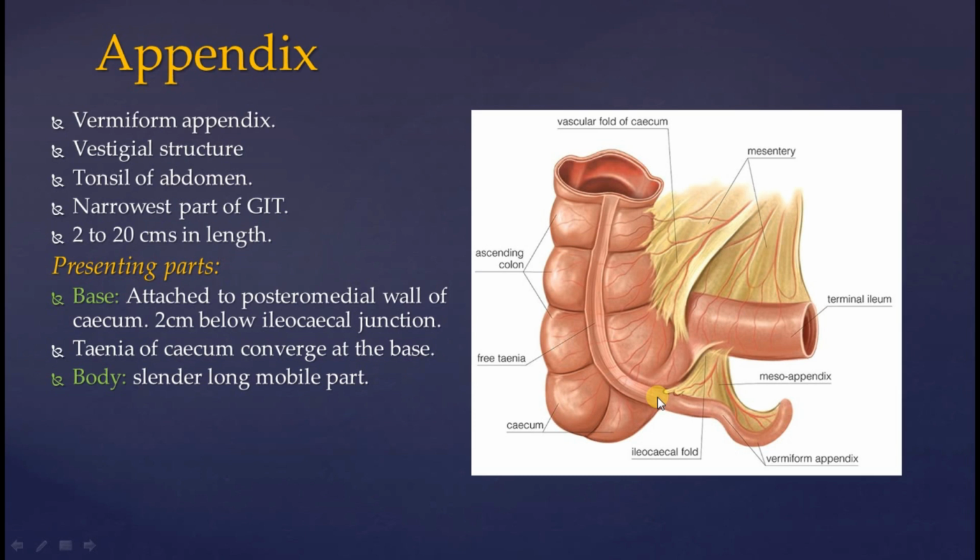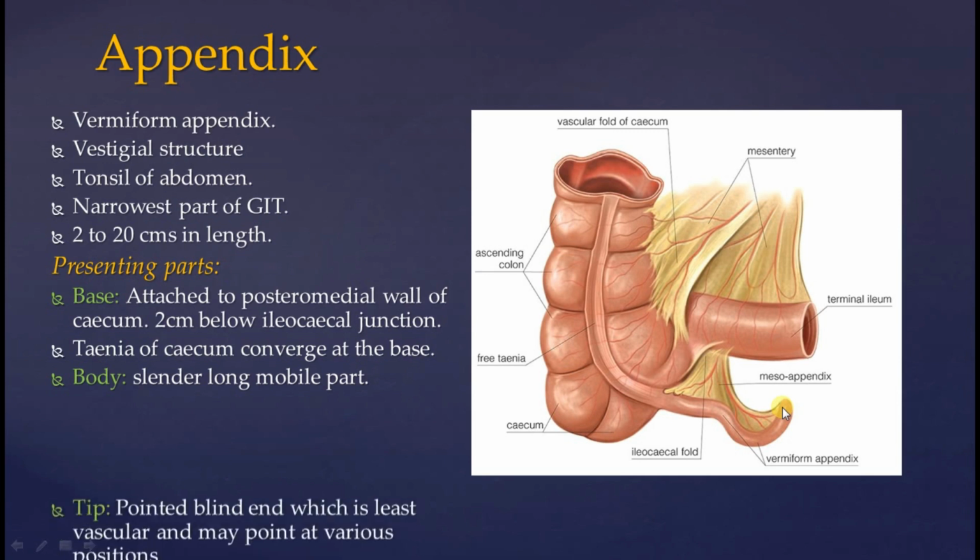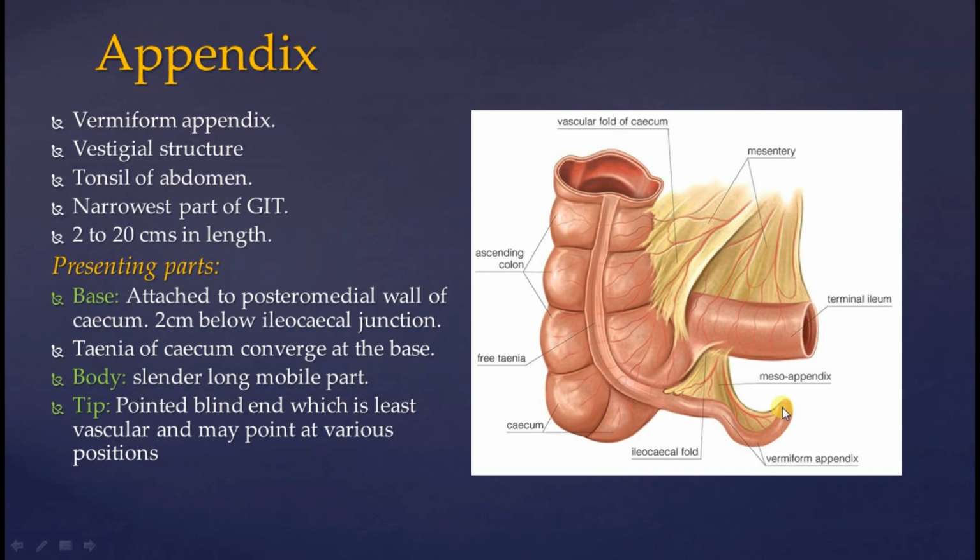Next to the base, we have the body, which is a slender, long, mobile part. Then you have the tip of the appendix, which is least vascular, because the fold of the appendix, the mesoappendix, sometimes fails to reach the tip. If there is no peritoneal fold reaching the tip, then the blood vessels also cannot reach the tip. That is why the tip of the appendix is least vascular.